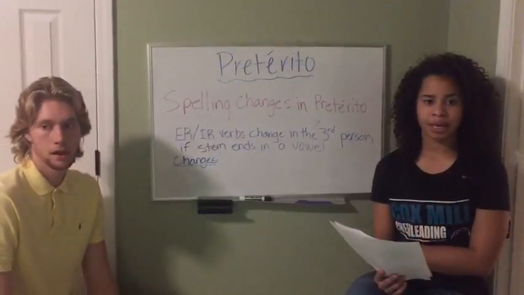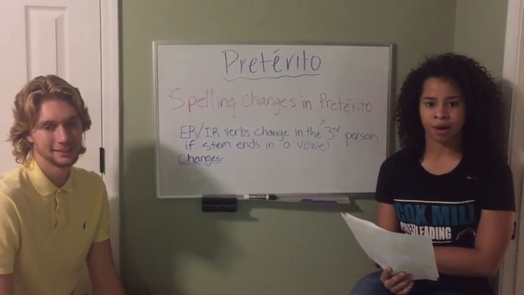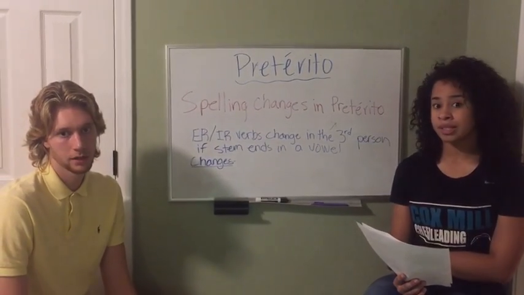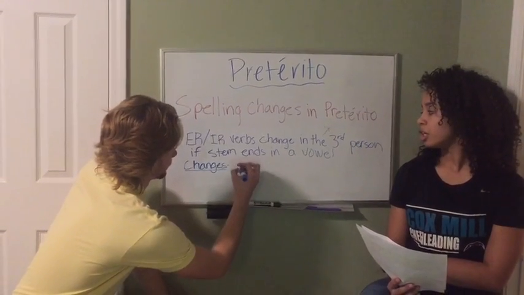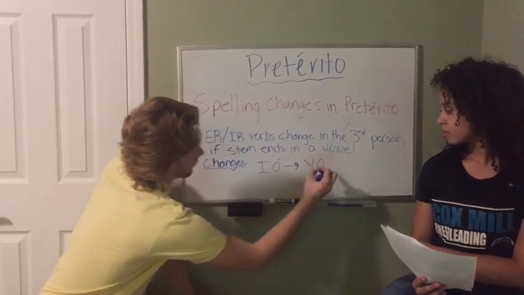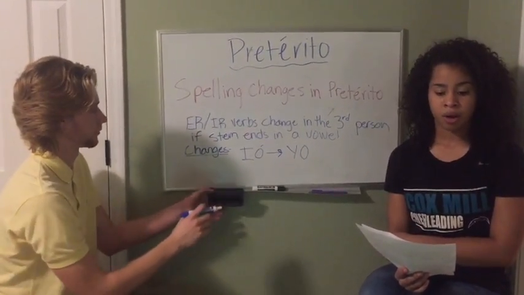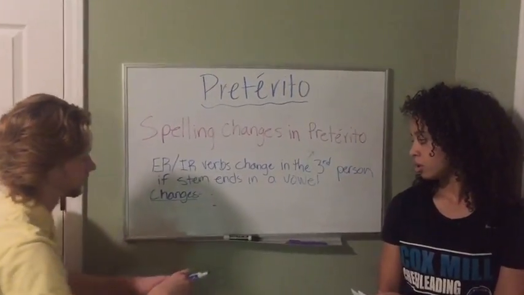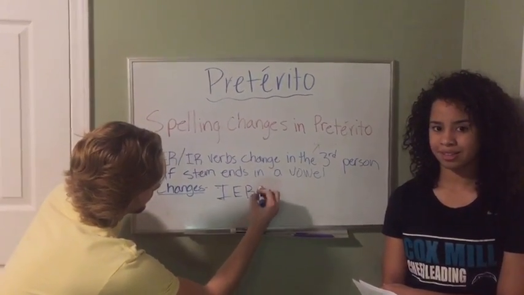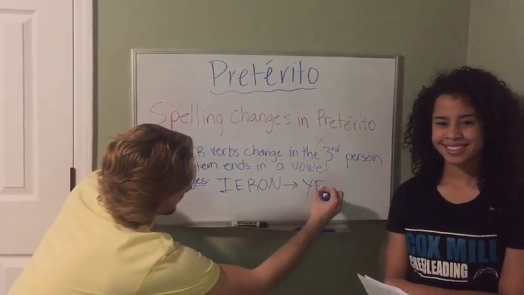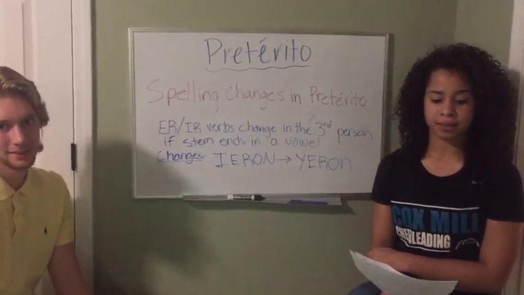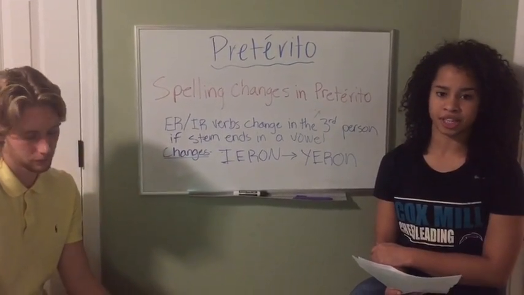ER and IR verbs that end in a vowel after the stem change have a spelling change as well. The change is that ió, or ieron, changes to yó, or yeron. Also, you should add accent marks on all i's throughout the conjugations.